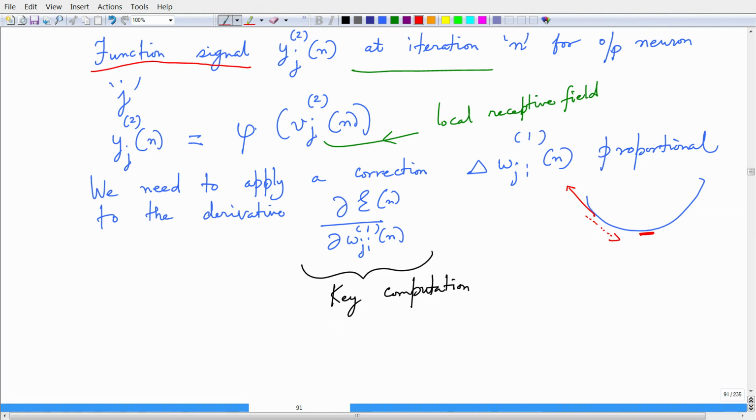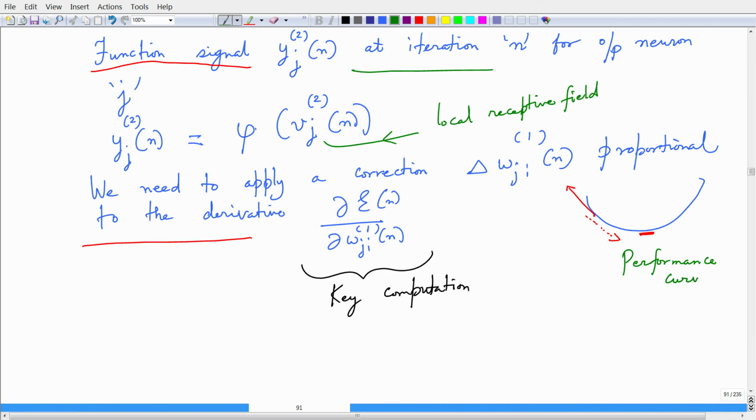What we have to do is apply a correction to the weight that is connecting neuron j in the output layer to neuron i in the previous layer at time instant n, proportional to the gradient of the error. That is the key idea. And this is gradient descent, right. So I have a performance curve. So this is my performance curve.